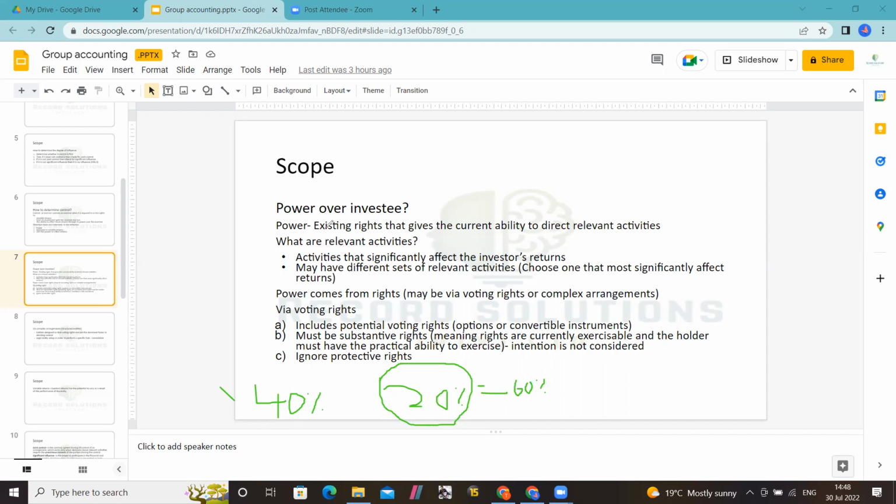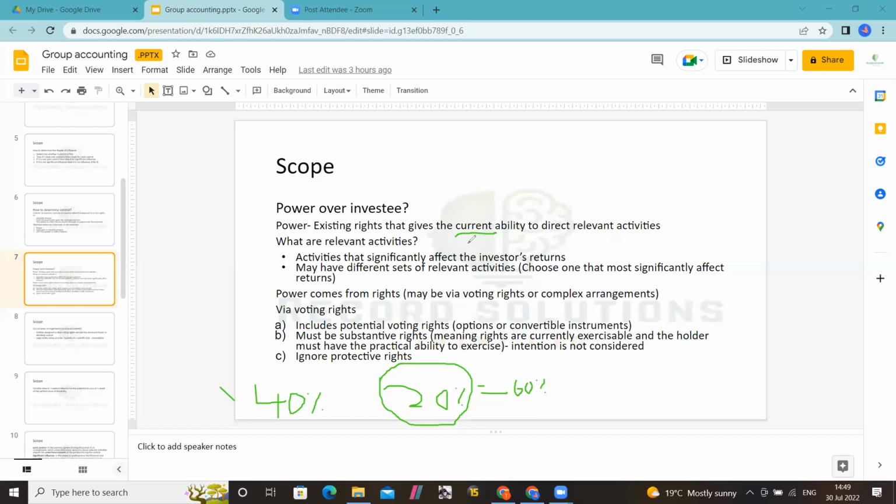Why? Because power is about existing rights that give the current ability. If you don't have the current ability to convert, you won't have the current ability to direct relevant activities. If they say maybe in the next 2 years, then you will have the current ability to direct relevant activities in the next 2 years, not that year. So this has to be exercisable at acquisition.